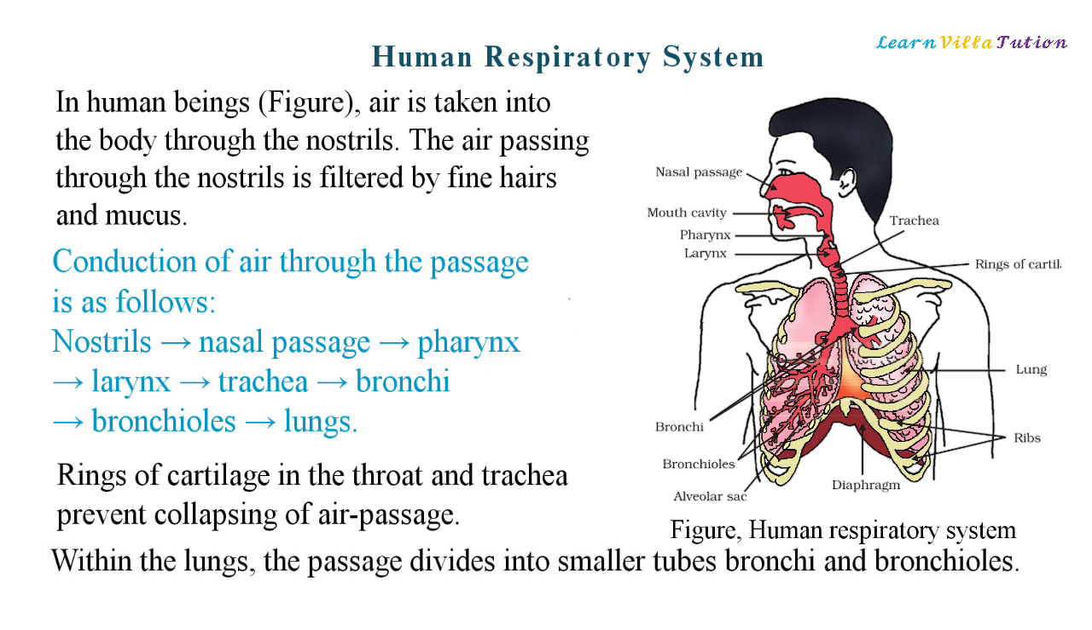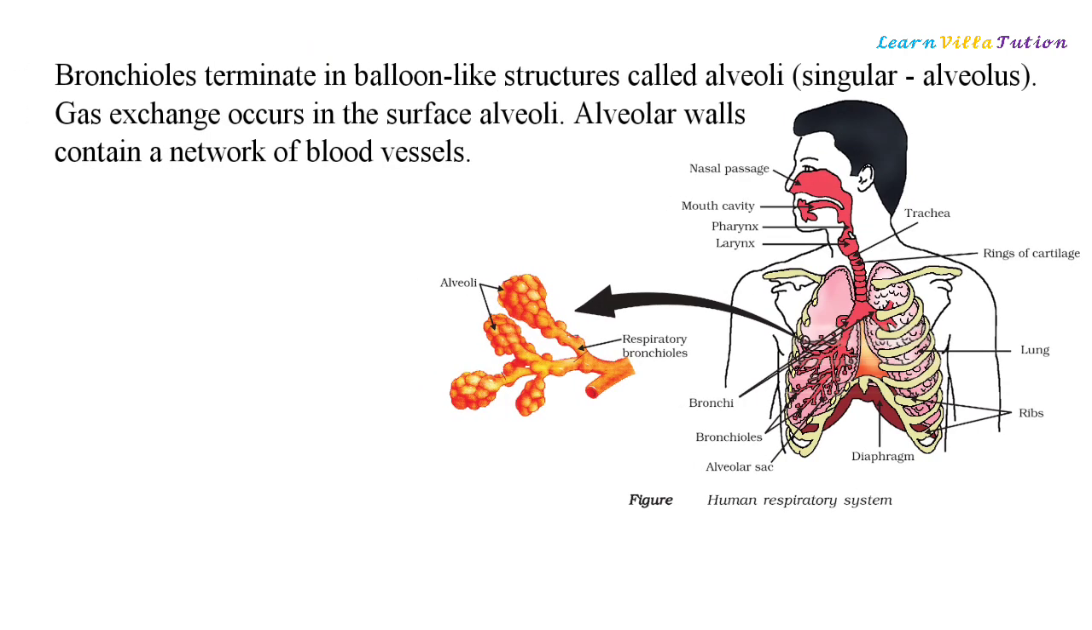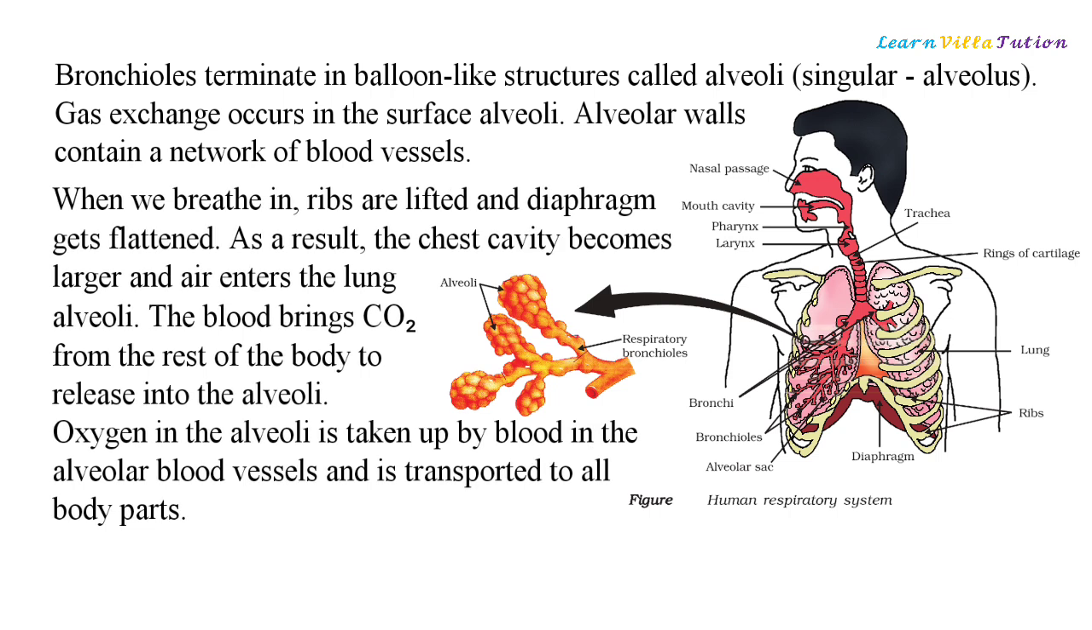Within the lungs, the passage divides into smaller tubes, bronchi and bronchioles. Bronchioles terminate in balloon-like structures called alveoli, singular, alveolus. Gas exchange occurs in the surface of alveoli. Alveolar walls contain a network of blood vessels. When we breathe in, ribs are lifted and diaphragm gets flattened. As a result, the chest cavity becomes larger and air enters the lung alveoli.